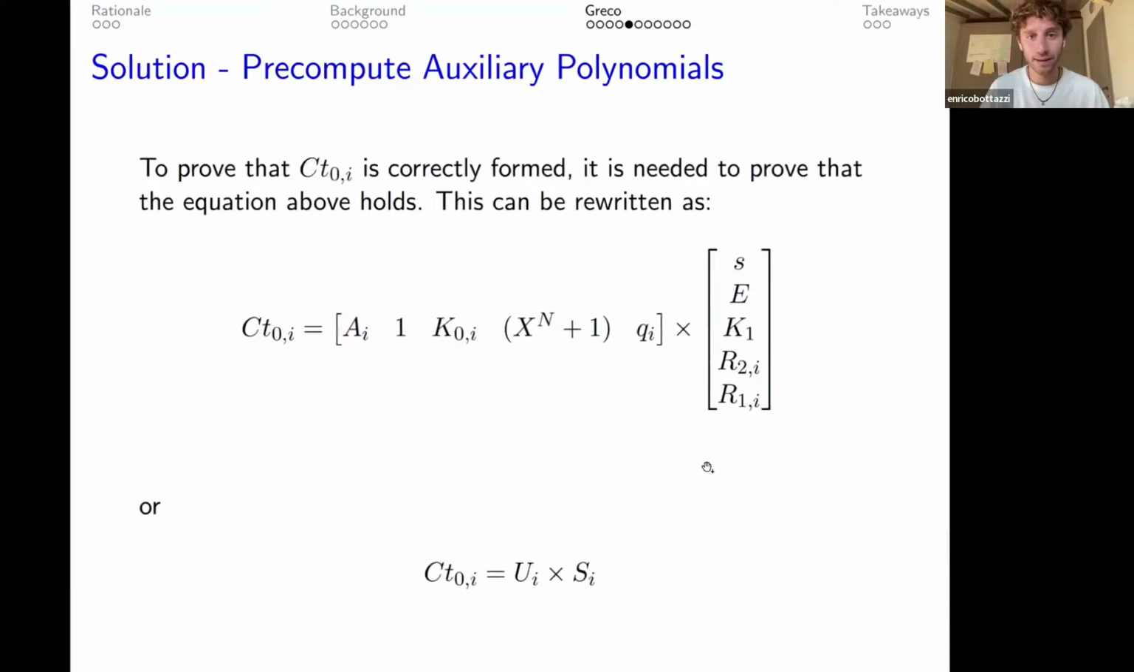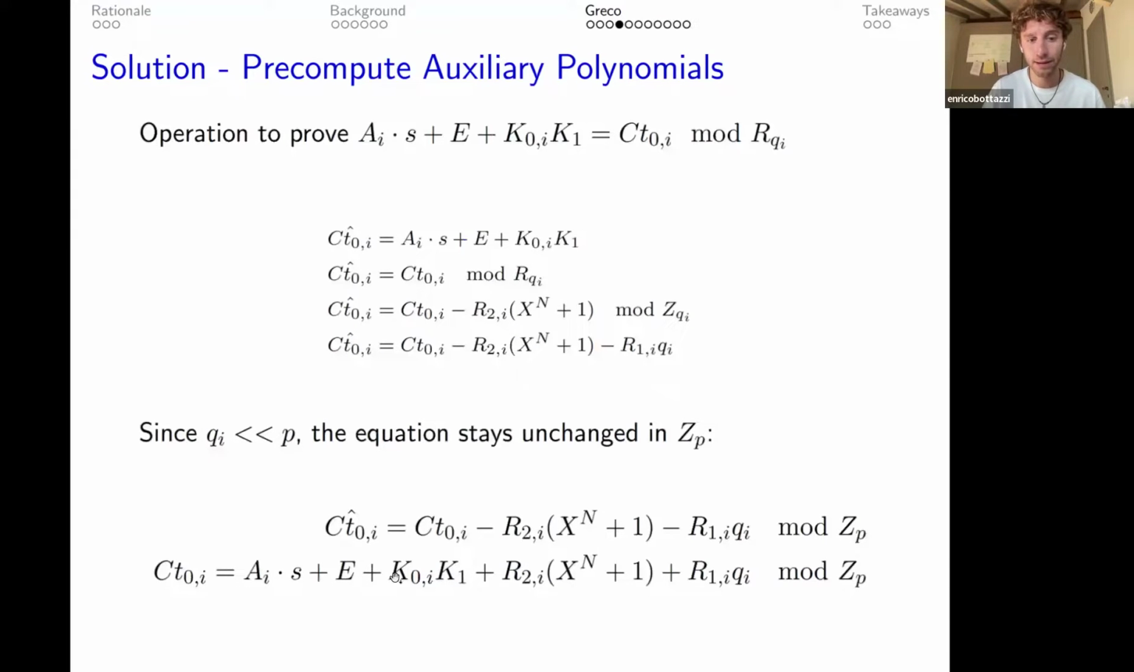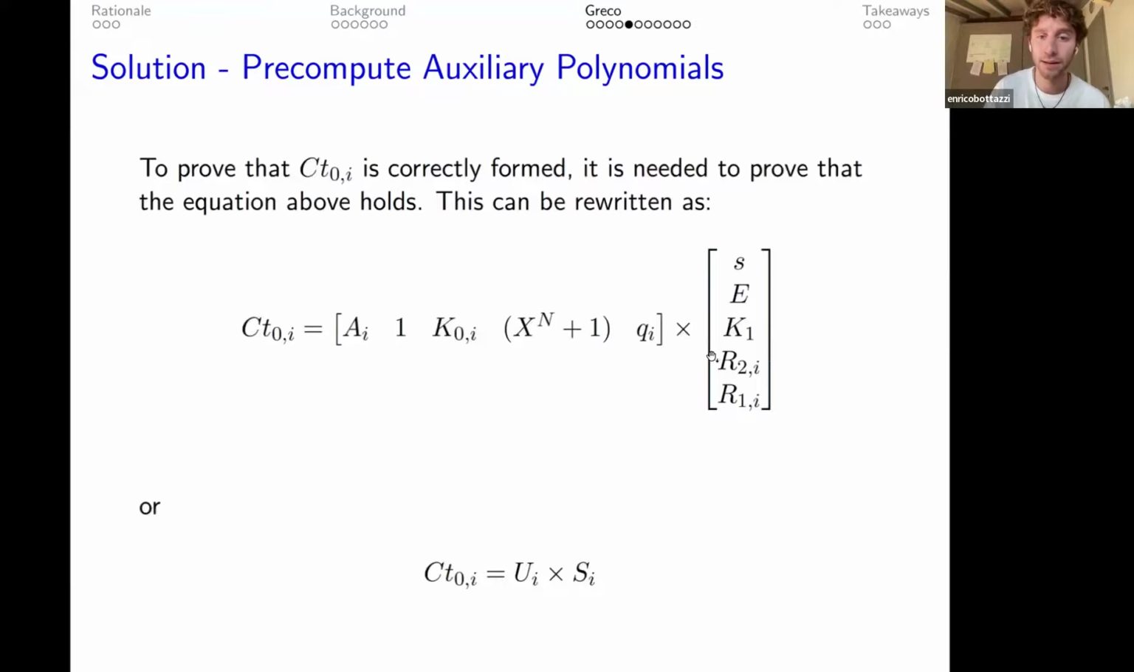And just as a way to visualize things in an easier way, we can also rewrite this very last equality by using this vector notation. And why do we do that? I think this is needed to separate two vectors, u and s. And the important thing to visualize here is that all the vectors, all the polynomials and the scalars that belong to this vector, are public. So making them public is okay.